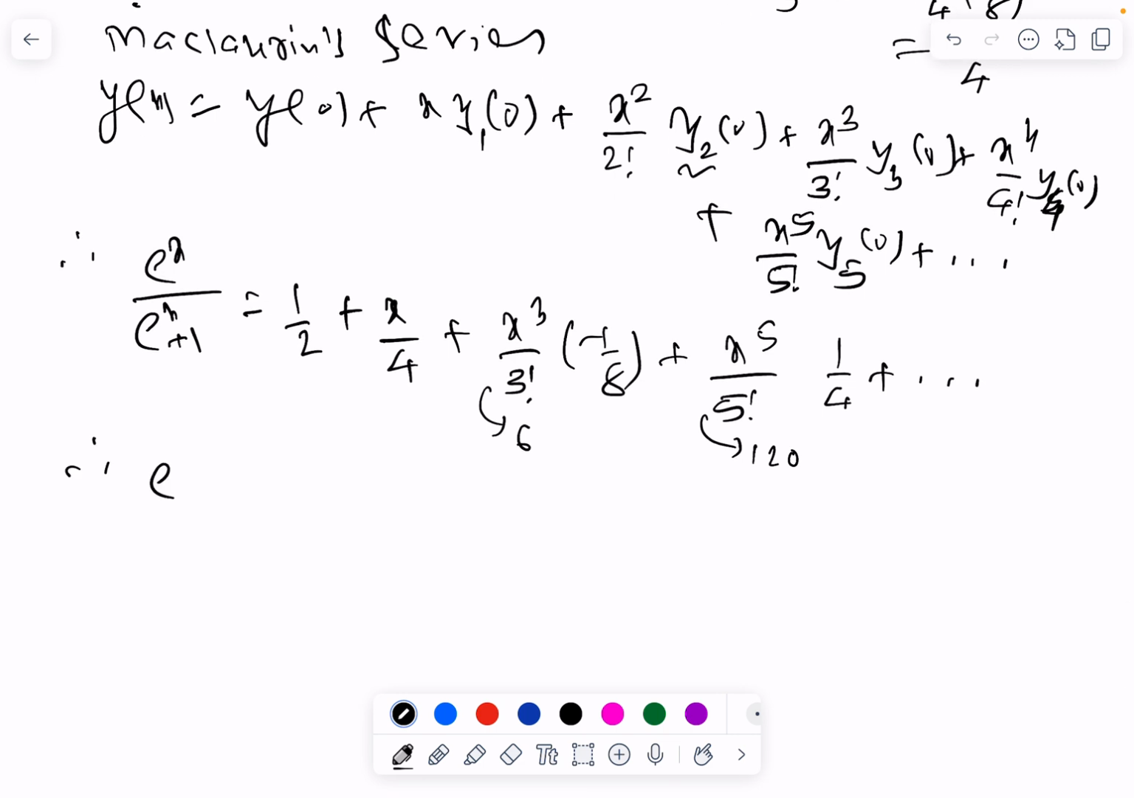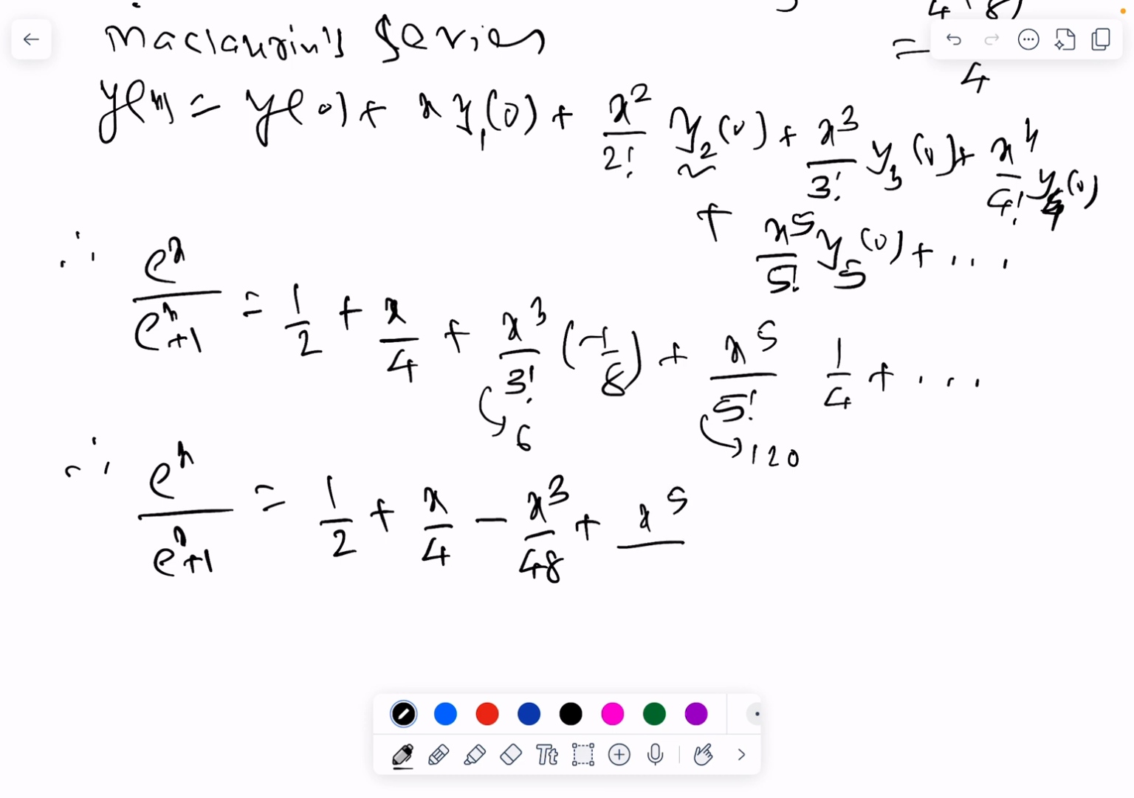So therefore e power x over e power x plus 1 equal to 1 by 2 plus x by 4, then minus, 8 sixes are 48, x cubed by 48, then this is 120 into 4, so x power 5 by 480 and so on. So that is the series of e power x over e power x plus 1.